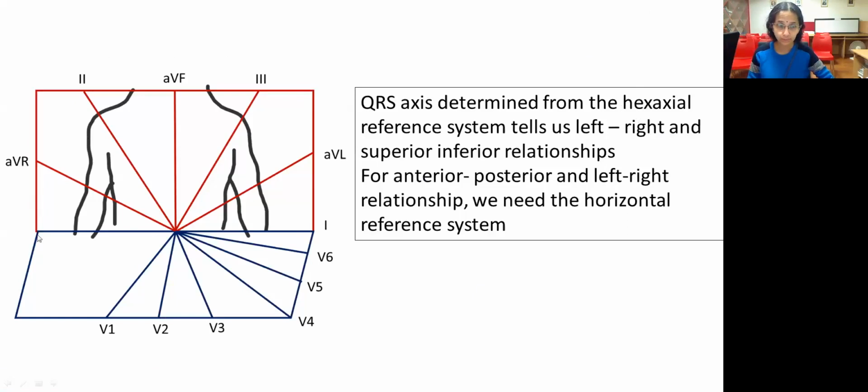And then this is the horizontal plane where you have the horizontal reference system, which has leads from V1 to V6. So this relationship, as you can understand, is more anteroposterior, whereas this relationship is more superior-inferior. In both the planes, you have a relationship which is left to right.